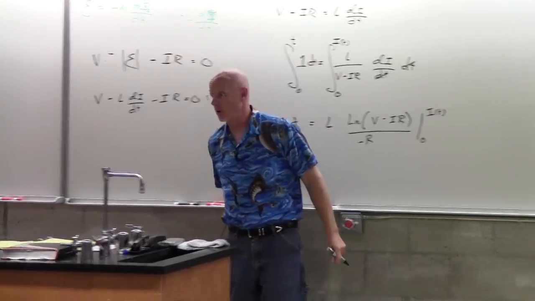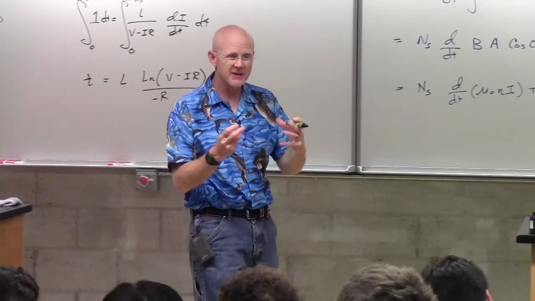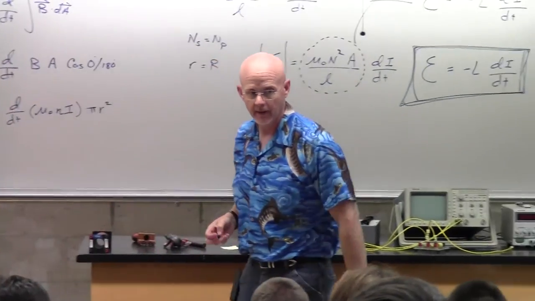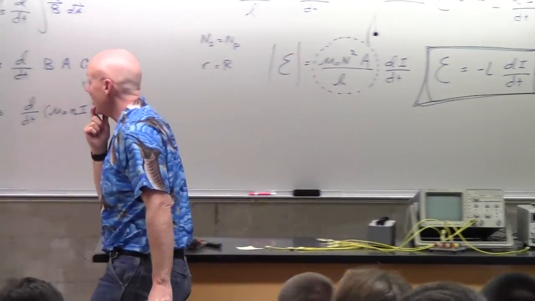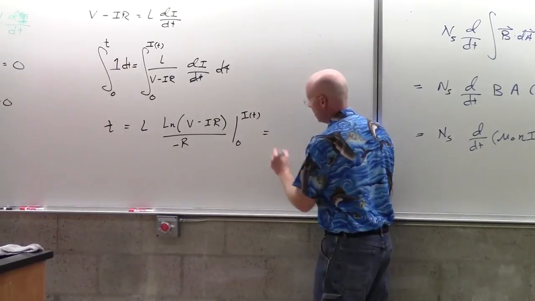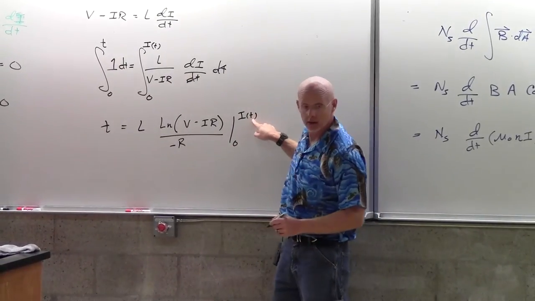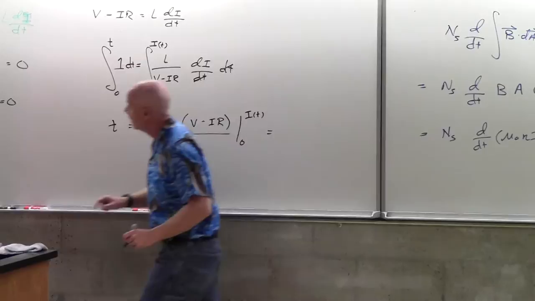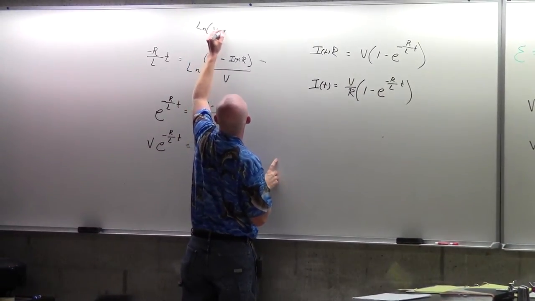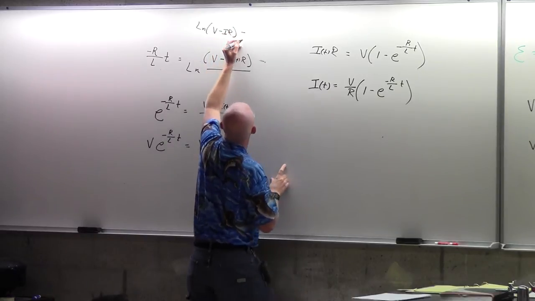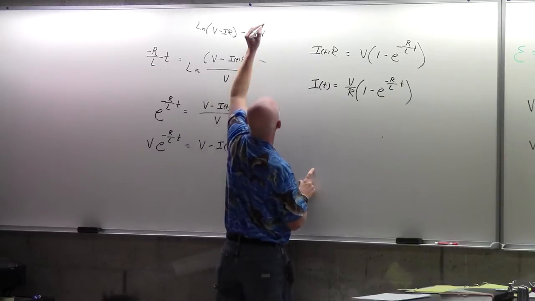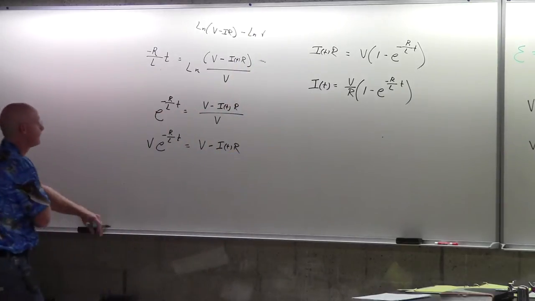And that answers your question earlier, Daniel, about what shape that function has. It is exponential, yeah. How did you get a V on the bottom? Well, when I evaluate from 0 to I here, this is really natural log of V minus IR minus the natural log, and when I put 0 for I, I get just a V. Yeah. Okay.